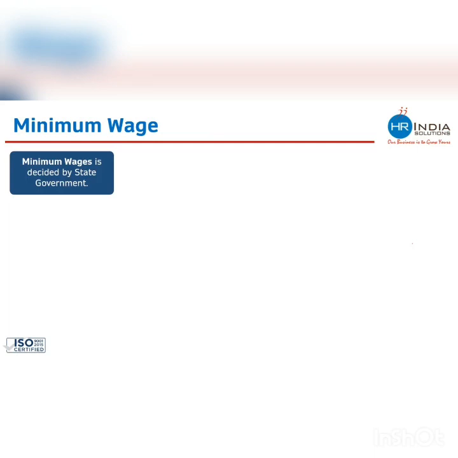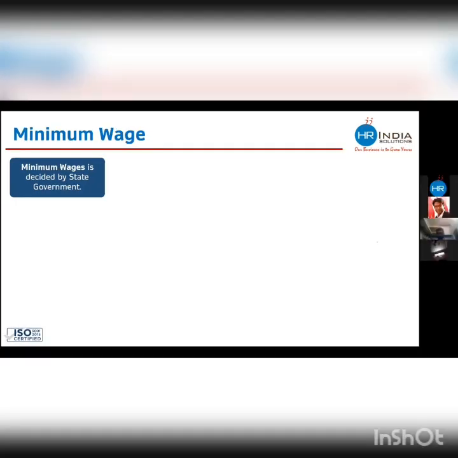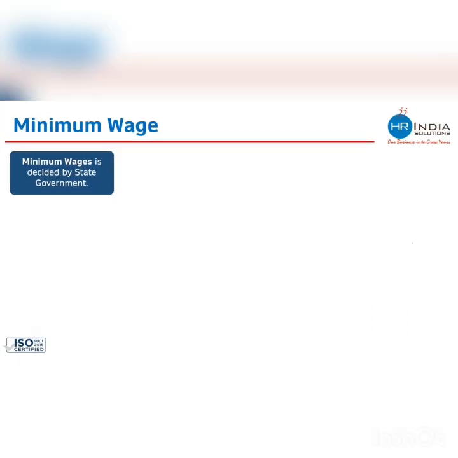Those scheduled employments can be unskilled, semi-skilled, highly skilled, and they can also be categorized in other ways, like clerical, supervisory, or depending upon the education of the employees, like matriculation, graduates, clerk. These kinds of categories are usually decided by the state government. And on the basis of that category only, the states usually decide the minimum wage, right? So minimum wages is decided by the state government.